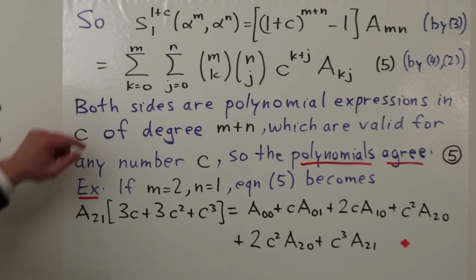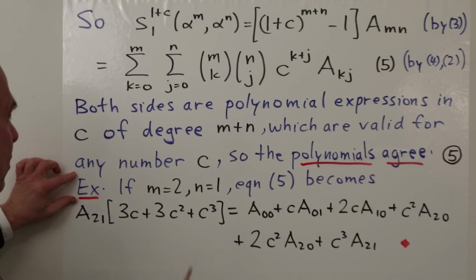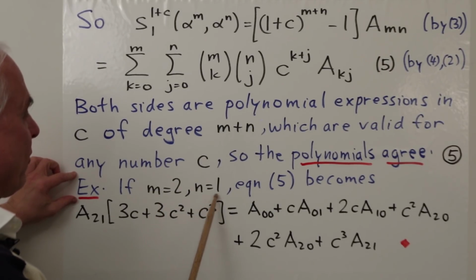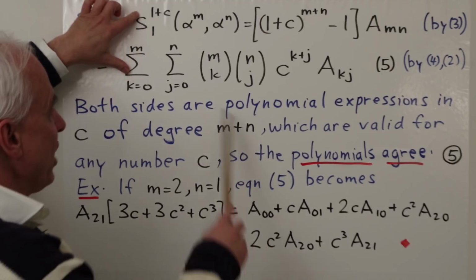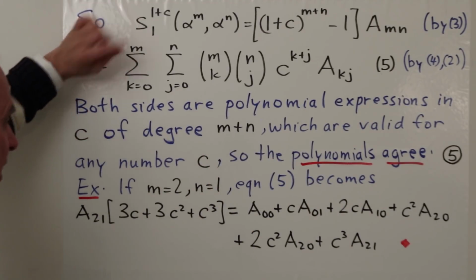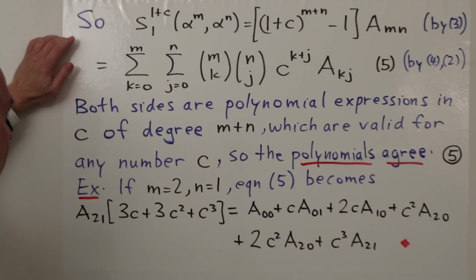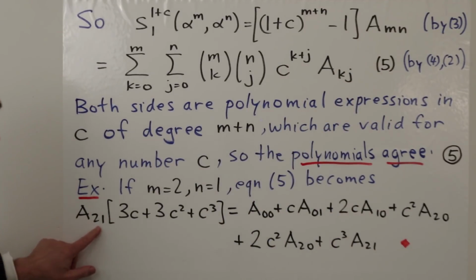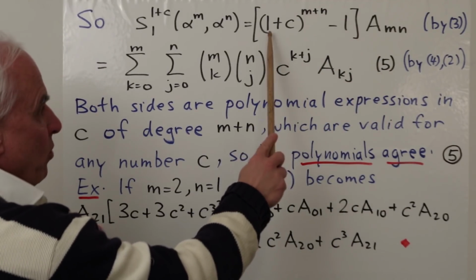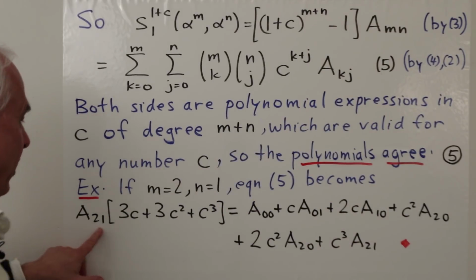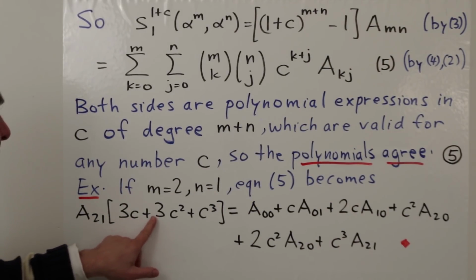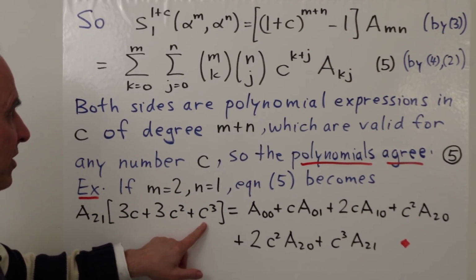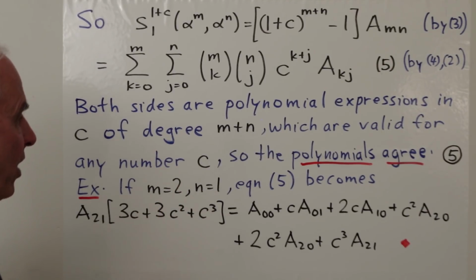Let me be specific and give you an example of what this kind of thing looks like. So, for example, if m equals 2 and n equals 1, then this equation here, this total thing, which we're calling equation 5, becomes the following. The first thing would be a21, and then the difference here would be 1 plus c cubed minus 1. And that's the expression 3c plus 3c squared plus c cubed. That's 1 plus c cubed minus 1.